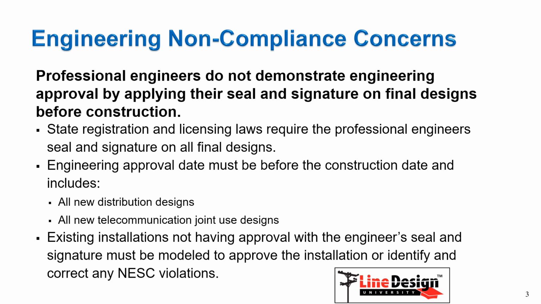Another area of engineering noncompliance is when the professional engineer does not apply their seal and signature on final designs before construction. By having professional engineers apply their seal and signature to engineering documents, they are certifying that the work complies with all applicable regulations and has been completed in accordance with accepted engineering practices. The engineering approval date must be before the construction date and applies to all new distribution designs, joint use designs, and any existing installations which were not approved by a professional engineer with their seal and signature.